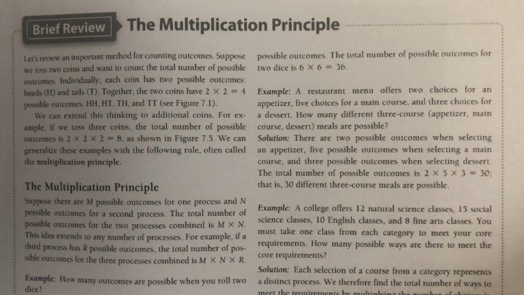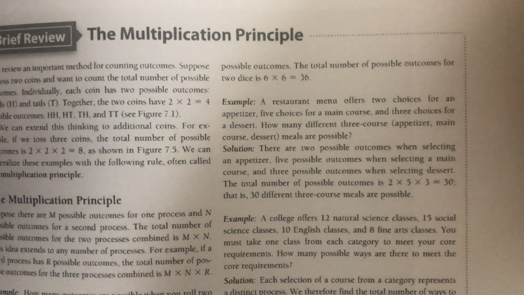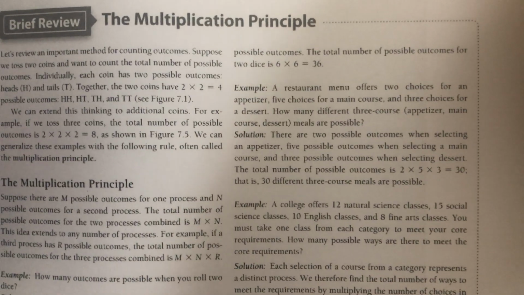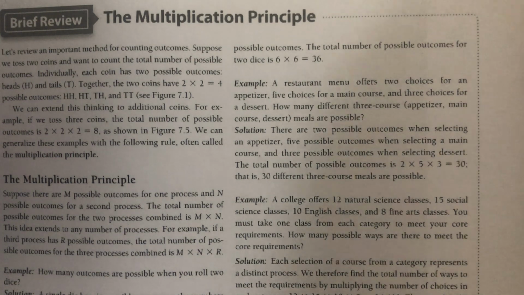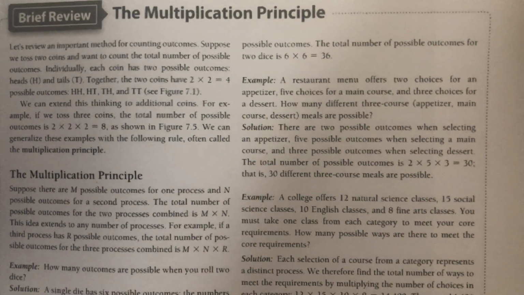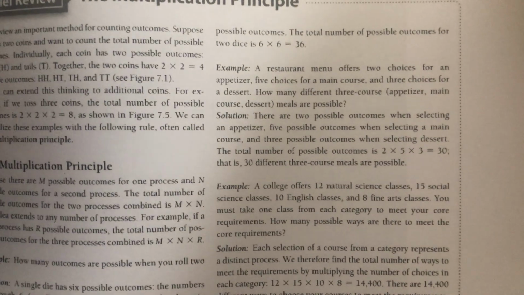All right, counting principle. If we are interested in how many outcomes there can be, what we're going to do is multiply. So that's really everything that this is saying.